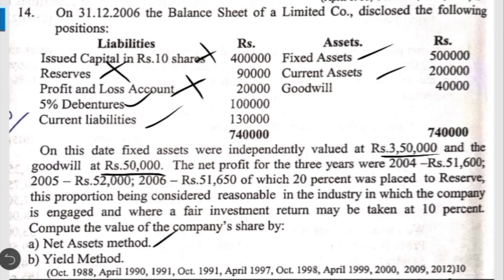Then in the second step we are going to calculate what is the intrinsic value. Intrinsic value is equal to net asset available for equity shareholders divided by number of equity shares. So here see what is the balance you get as net asset available for equity shareholders divided by number of equity shares. Here it is how many? 40,000. Okay, that is 4 lakh divided by 10. So you get some value as intrinsic value.